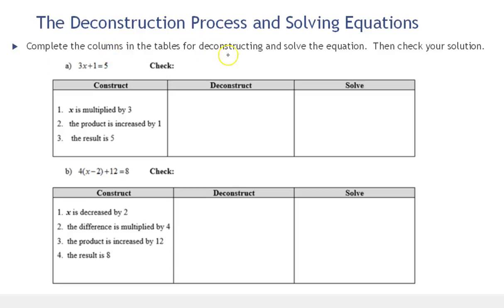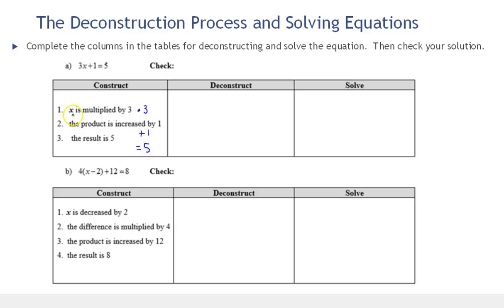Complete the columns in the tables for deconstructing and solve the equation, then check your result. So let's look at the first one. So these are the problems we did in the last video, and I have the construction written out. So let's start by writing some shorthand for this construction. First, we multiplied by 3, so I'm going to put dot 3 for multiplied by 3. Then we increased by 1, so I'm going to put plus 1, and the result is 5. So equals 5.